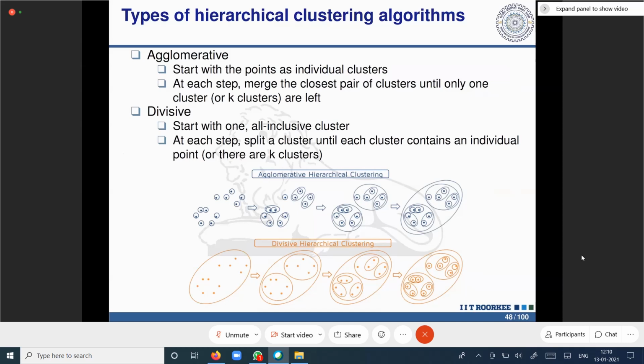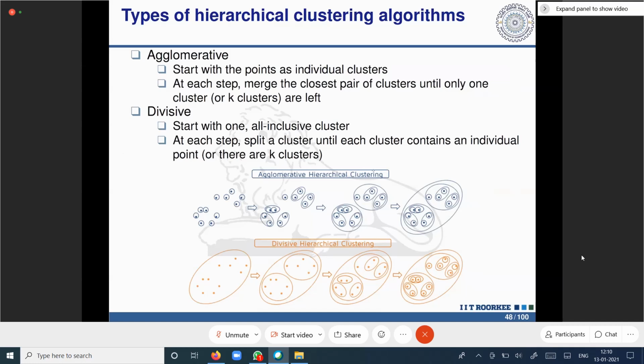So let's say we have all these points. Agglomerative considers all these points to be individual clusters, so you have all these small circles which show they are all different clusters. Now we merge the closest clusters. These two are very close to each other, so we combine them into one cluster. These two are close to each other, so we combine them into one cluster. These two are close to each other, we combine them.